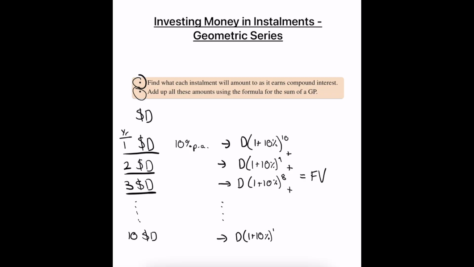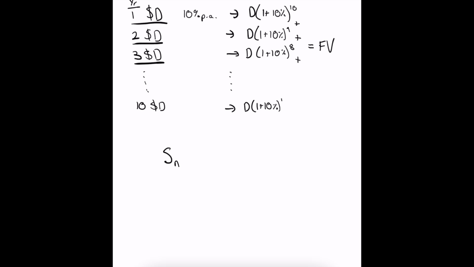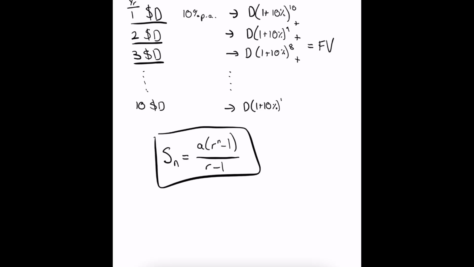So how do we go about adding up all of these future value deposits together? Well, what we need to realize is that we can form a GP to answer this question and essentially use the equation for a sum of a GP, and that will get us our answer. So to re-jog our memory, the formula of the sum of the first n terms of a geometric series is a times r to the n minus 1 over r minus 1. So this is a key formula that we are going to be using to answer these sorts of questions.